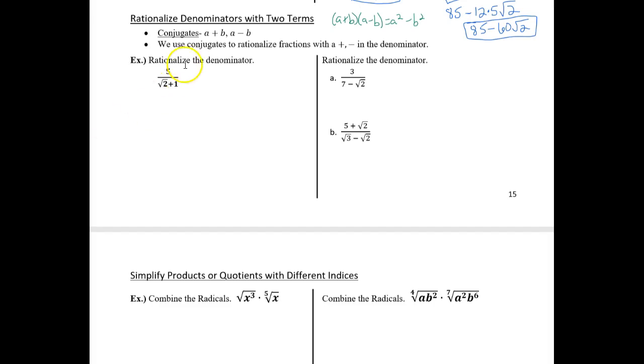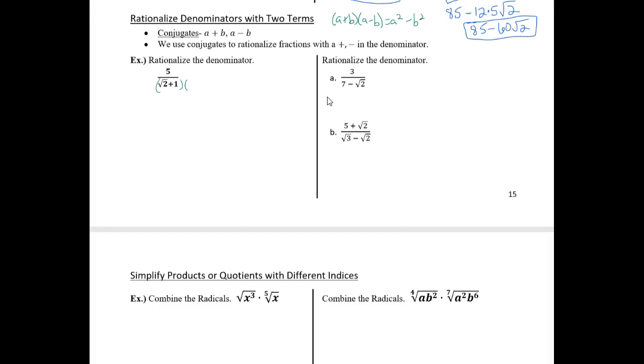So, for example, we have 5 divided by the square root of 2 plus 1. So here's one term plus another term, two terms. You cannot just multiply by the square root of 2. If you tried, this one would go away, but now you've got a 1 with the square root of 2. So you cannot just distribute a square root of 2. You have to multiply by a conjugate.